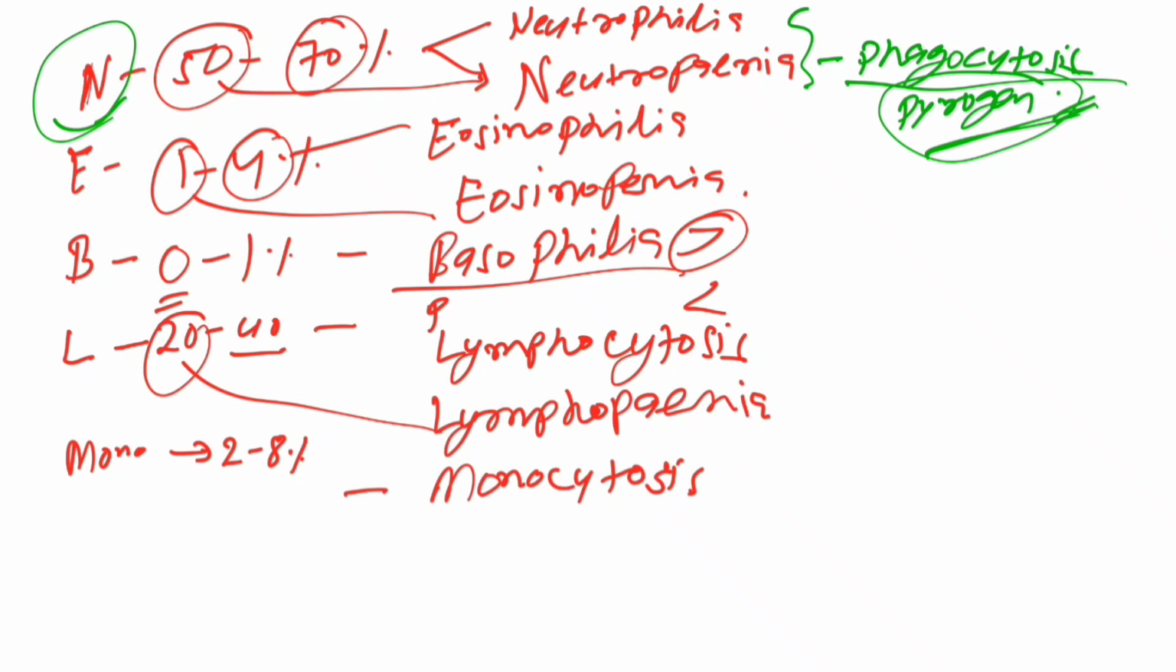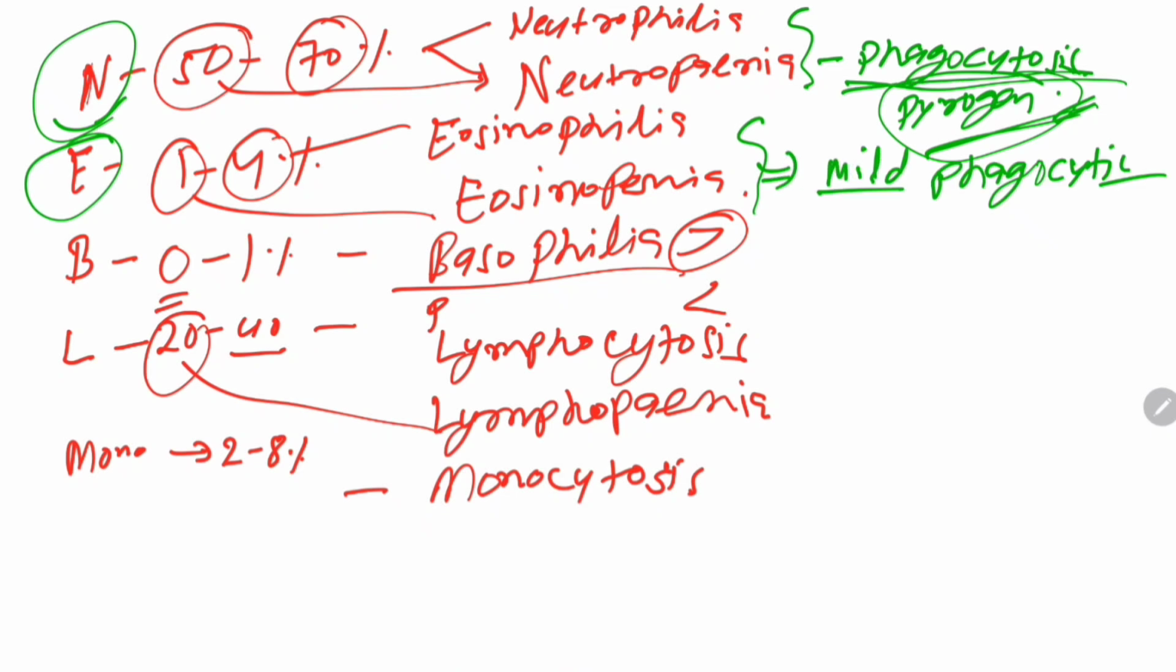Then the second one is eosinophil. Now we are going to talk about the eosinophil. Eosinophil is actually mildly phagocytic. So phagocytosis will be there, but it is mild. The second thing is that it limits allergic reaction by degrading inflammatory mediators. Eosinophil has this other function to limit allergic reaction. The main function of eosinophil is mild phagocytosis. Okay, then it limits allergic reaction by degrading inflammatory mediators.